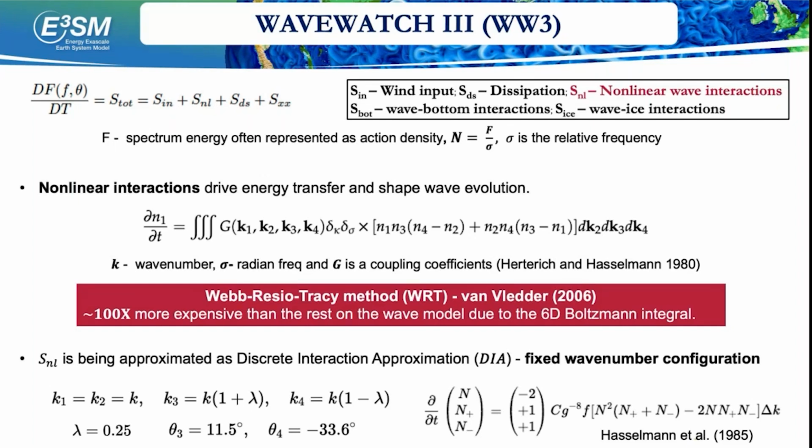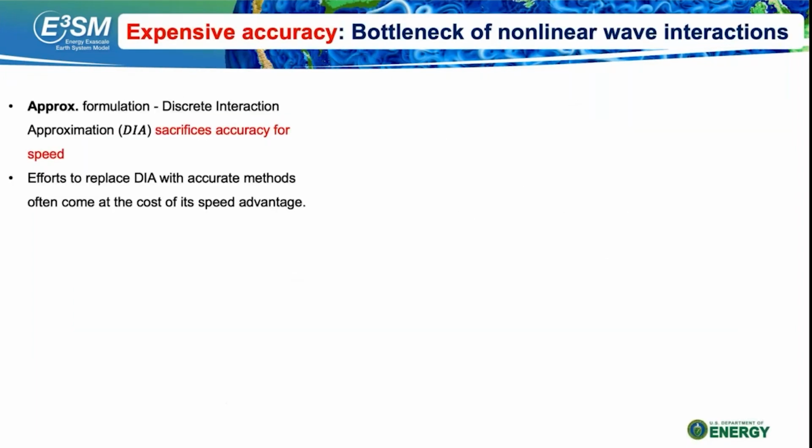However, the approximated formulation, which is the DIA, sacrifices accuracy for speed. It's very, very fast compared to the other components of the wave model, but it sacrifices accuracy for speed. Several efforts have been made over the past years to improve the accuracy of the DIA, but this actually leads to a slowdown in speed.